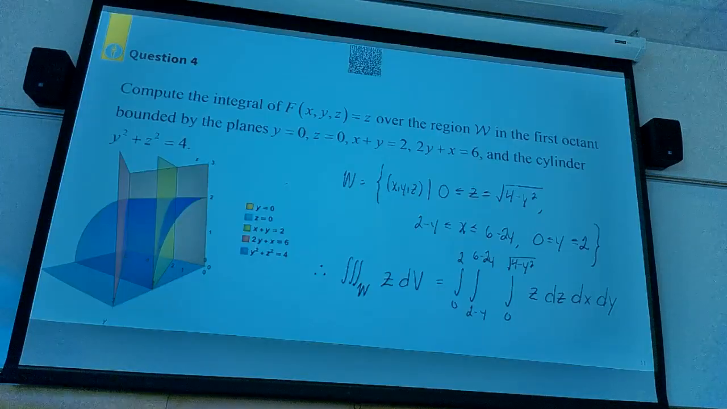Are we going to be given like a graph on the test? Depends. For something like this, I'd probably give you the graph. For a more simple solid, I probably won't. Like if it's just like a triangle or something. And so if it's like a three-dimensional triangular region, I probably won't give that. But for some really complicated ones, I probably will. Okay.